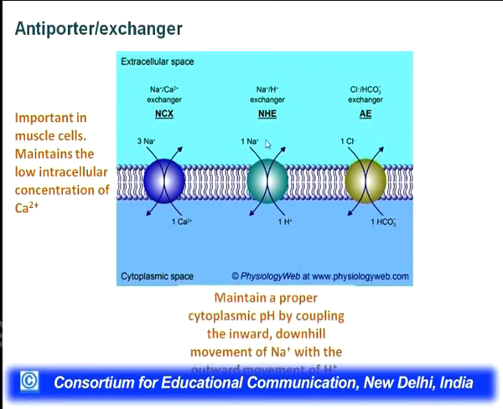Another one is present for maintaining the proper cytoplasmic pH by coupling the inward or downhill movement of sodium with the outward movement of H+. Again sodium is responsible, and sodium has a tendency to move down the hill across its concentration gradient. In this sodium proton exchanger, or NHE, 1 sodium moves inside, and in turn it pumps 1 proton outside. This is maintaining the proper cytoplasmic pH.